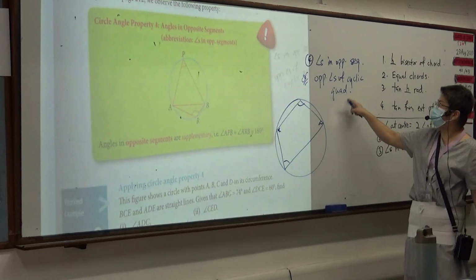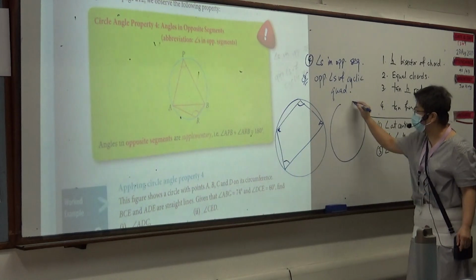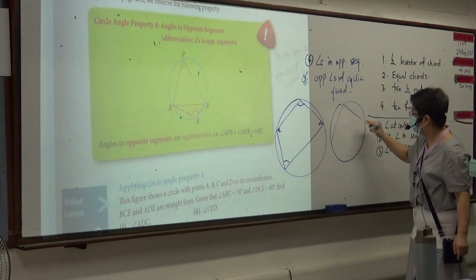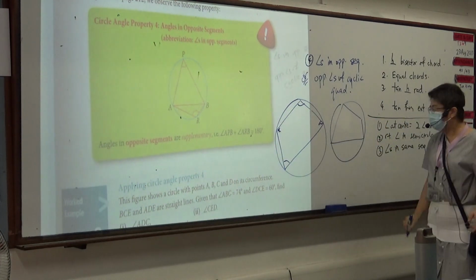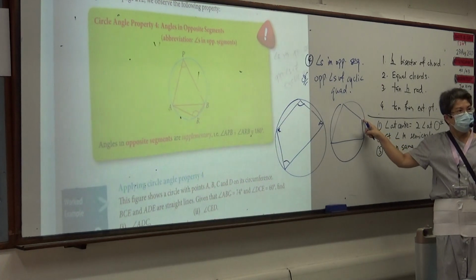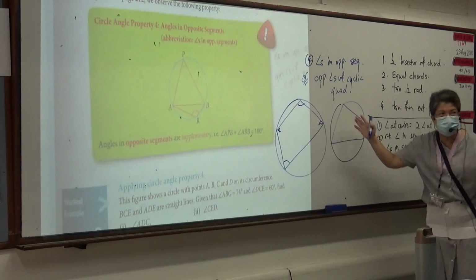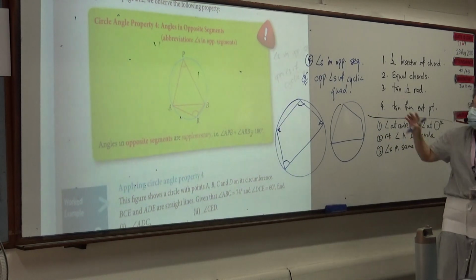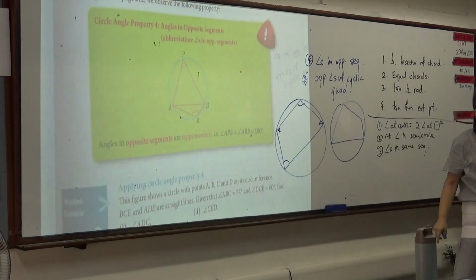Now, why do I prefer this to this? Because some students are careless. Is this even a cyclic quad? Did this one touch the circumference? No, but once they see something like that, they straight away say cyclic quad. You understand what I'm talking about? So, if you write opposite segment, you must know what you're talking about.